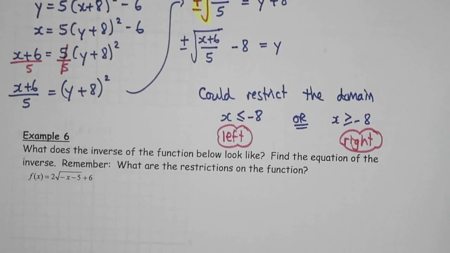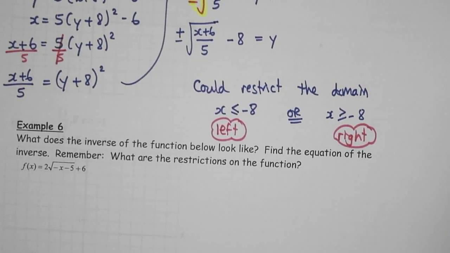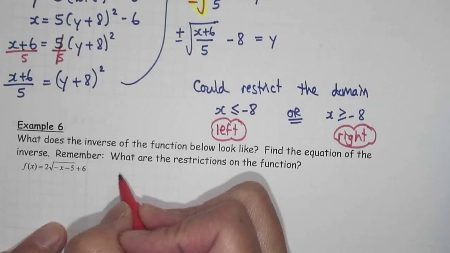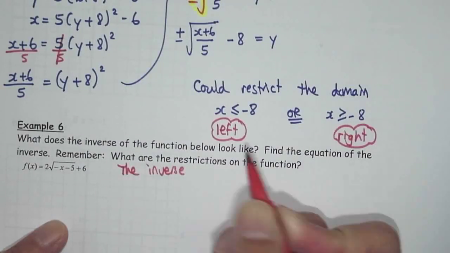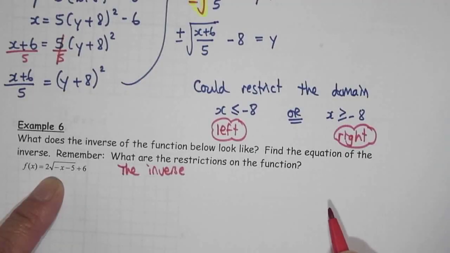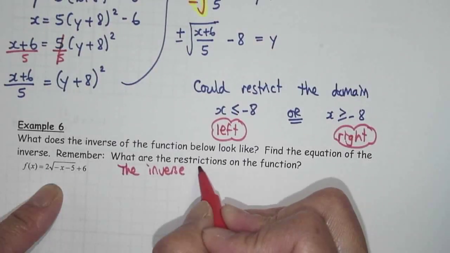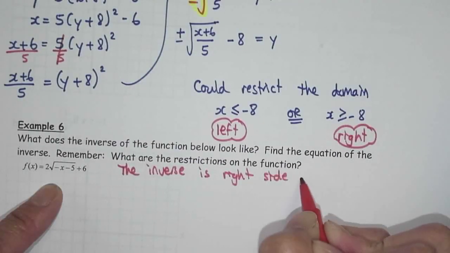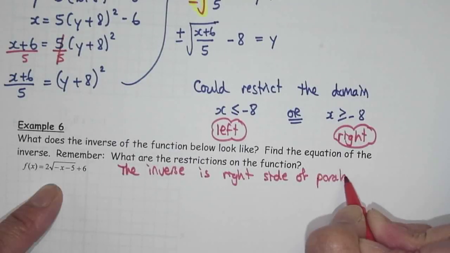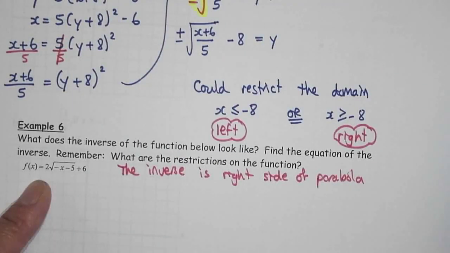Then example 6: what does the inverse of the function look like? Find the equation of the inverse. So for this inverse, we know it started as a square root function, so it will look like half of the parabola, right? So what would the inverse look like? Would that be the top or the bottom, the left or the right side of a parabola? So remember, this square root is the positive, so it's the right side of the parabola.